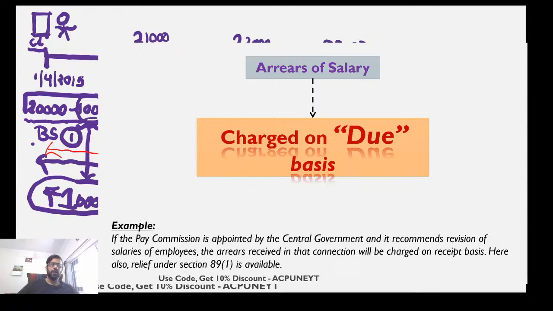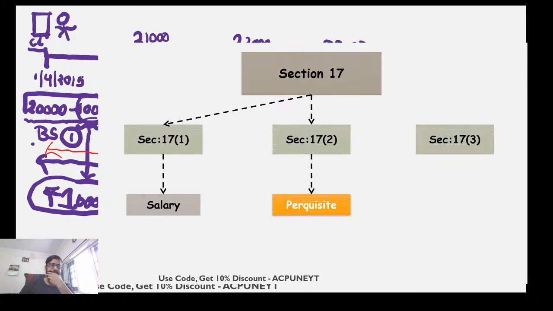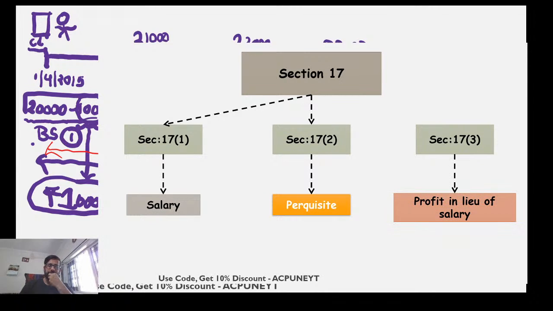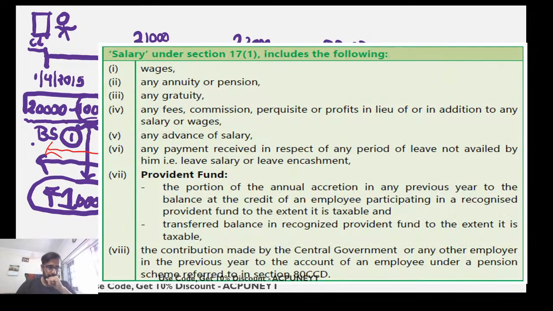Okay, so we have discussed advanced salary. Now, the next concept we have to discuss is section 17. Section 17, subsection 1 is for salary. Subsection 2 is for perquisite. Subsection 3 is for profit in lieu of salary.